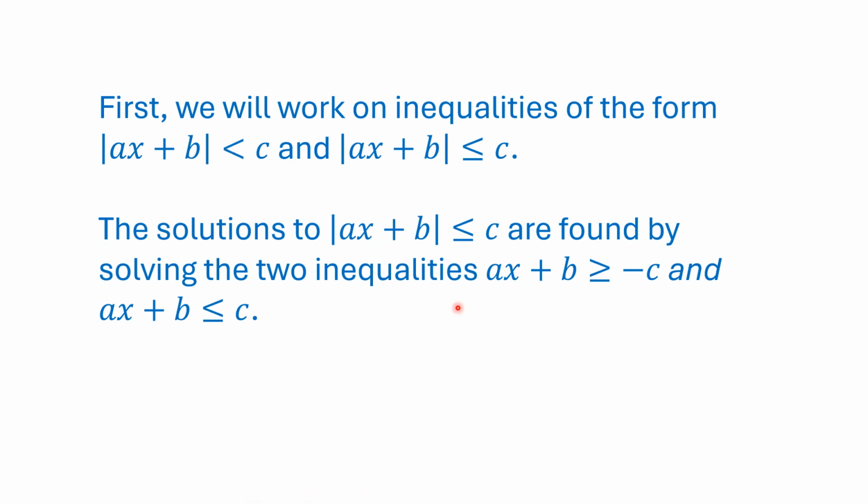I've chosen to go through the case with the equality symbol, but if you replace this with just a less than, it would also serve as a good example. The solutions to the absolute value of ax plus b is less than or equal to c can be found by the two inequalities ax plus b greater than or equal to negative c and ax plus b less than or equal to c.